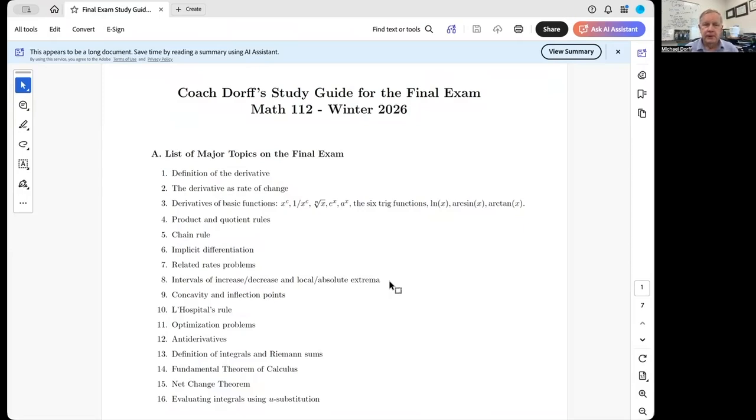There's a definition of the derivative. We'll talk a little bit about some examples of these things. The derivative is rate of change, derivative, basic rules for derivatives, product quotient rules, and so forth. You can see all of those.